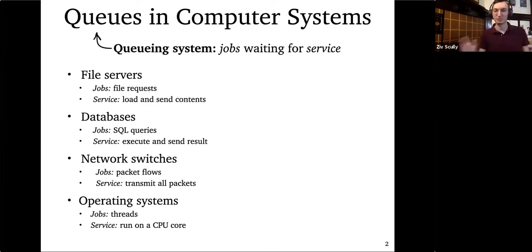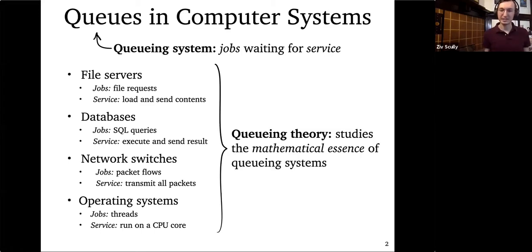And each of these queues has its own quirks, its own particular details that are special to it. What I'm going to talk about today is in the realm of queuing theory. Queuing theory studies the mathematical essence of queuing systems and boils them down to their simplest components. Queuing theory is all about jobs waiting for service. So for the rest of this talk, I'm going to talk about mathematical models of queuing systems, keeping in mind that the ultimate goal is to be able to deal with this diverse array of different types of computer systems.